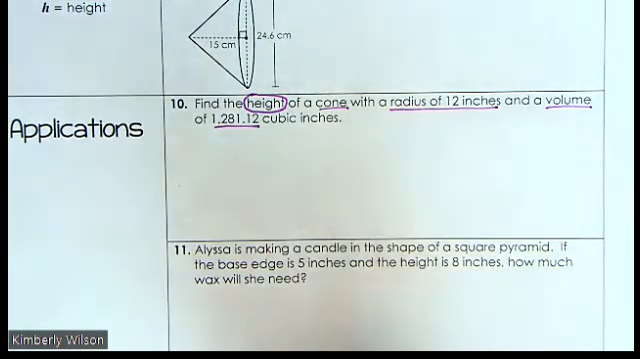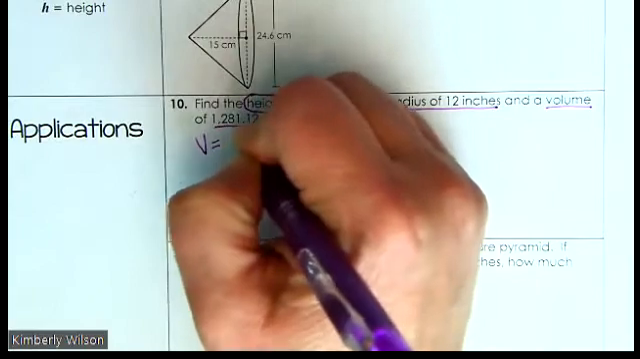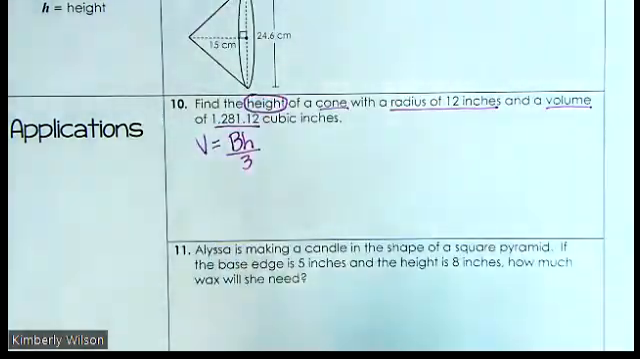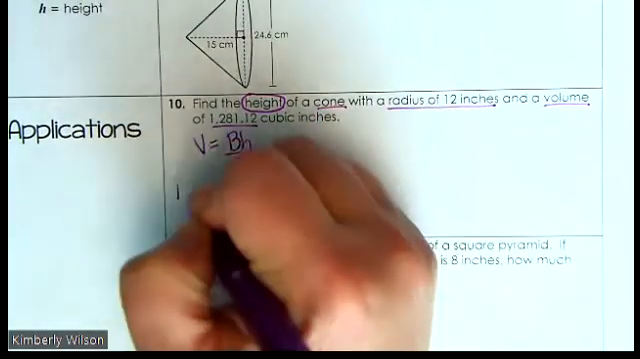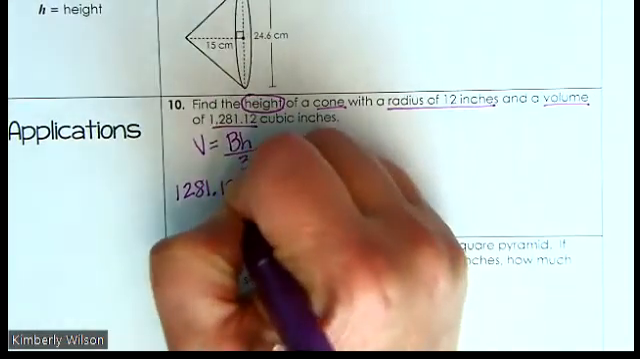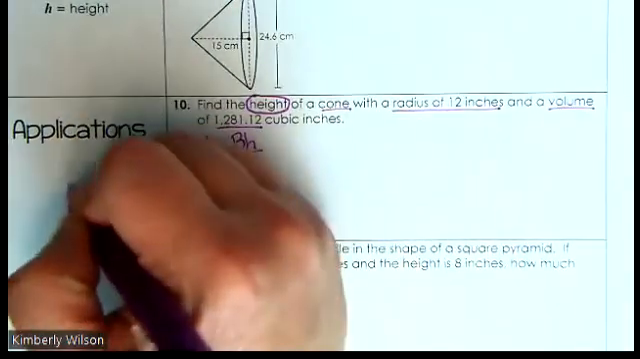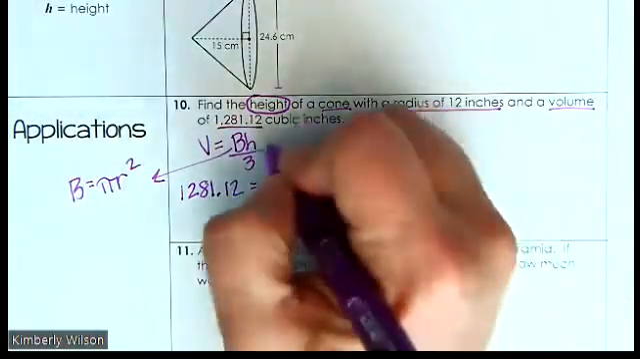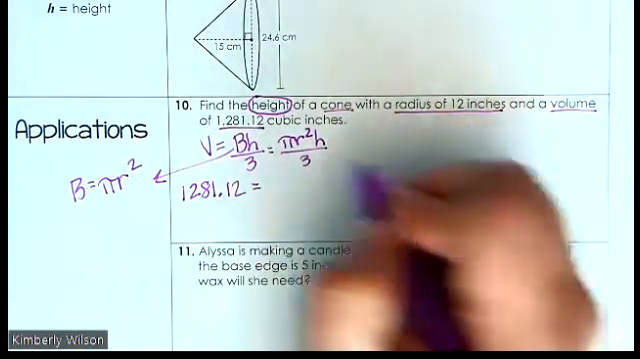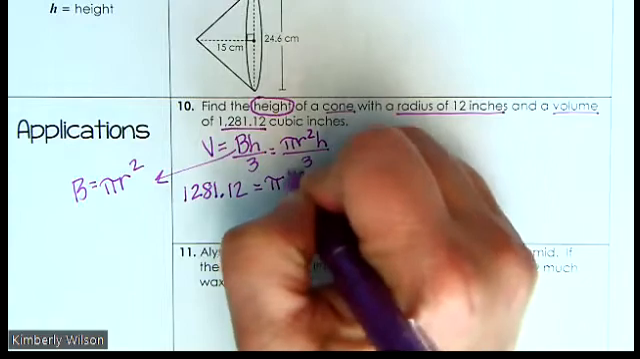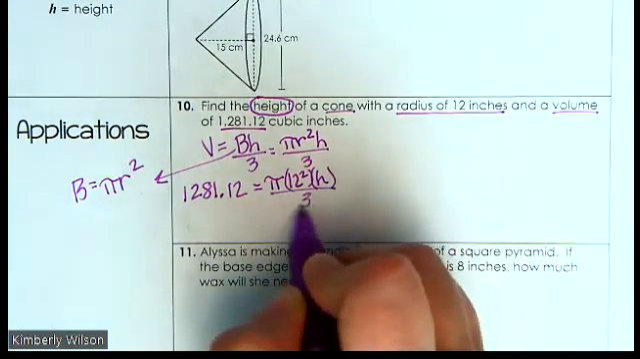Okay, so I'm going to plug in. First thing I write my formula, then I plug in what's given to me. So we have our formula. Volume equals capital B times H divided by 3. So now we plug in. And we're going to have 1281.12 equals, well, the capital B, that's found by pi r squared. So I'm going to plug that in. So I could have pi r squared H divided by 3. So we have pi times 12 squared times, ooh, I don't know this, that's my H, all divided by 3.